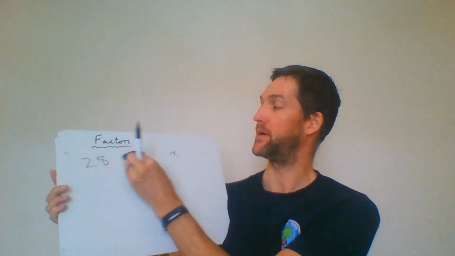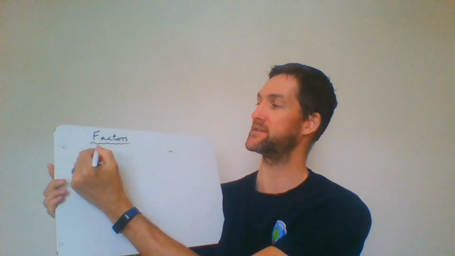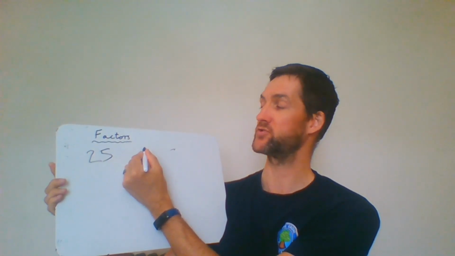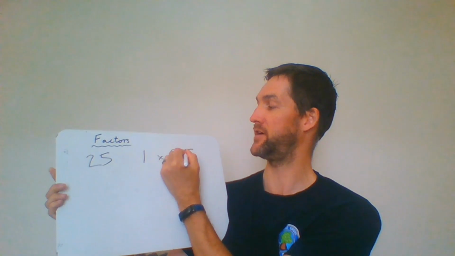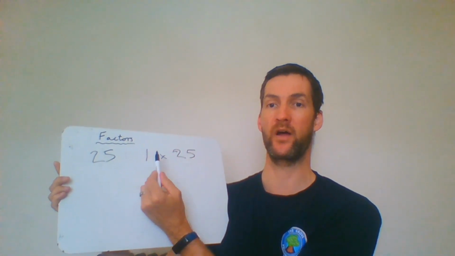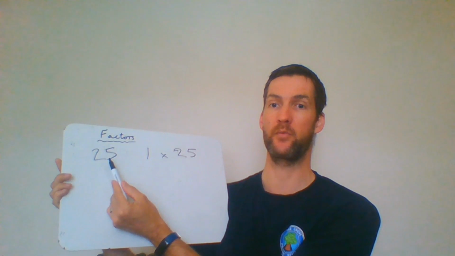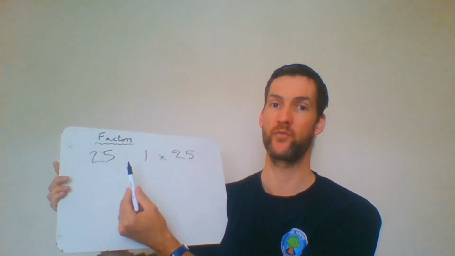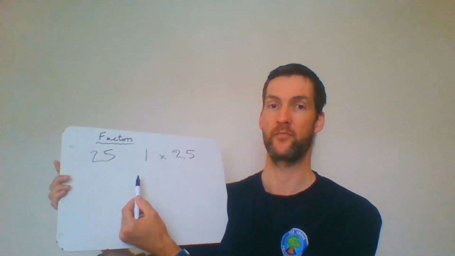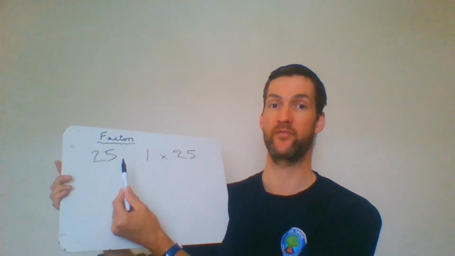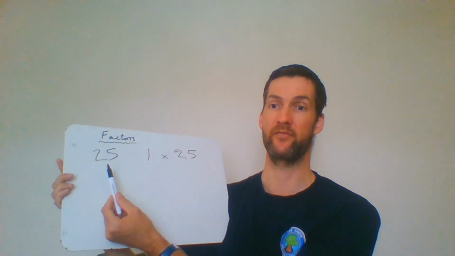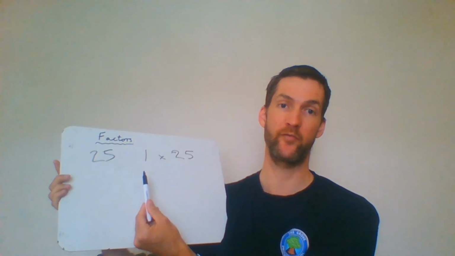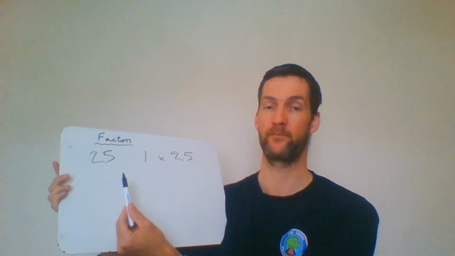Let's have a look at another number. Let's have a look at 25. Start logically, 1 times 25. 25 divided by 1 goes into 25 without a remainder. Let's have a look at 2 now. 25 divided by 2 will leave a remainder. 3: 25 divided by 3 will leave a remainder, therefore it's not a factor. 4: 25 divided by 4 also leaves a remainder.